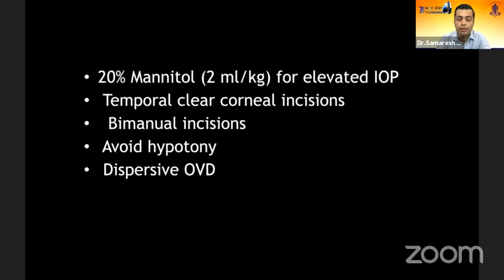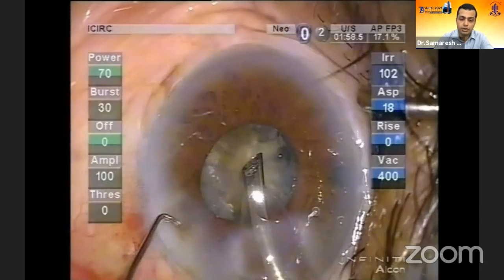At all points in time, I would want to avoid hypotony, because the moment you have anterior chamber hypotony, the choroid will swell up. Then it may cause an expulsive bleed. And for this, my best viscoelastic in hand is a dispersive viscoelastic, which I'll just show.